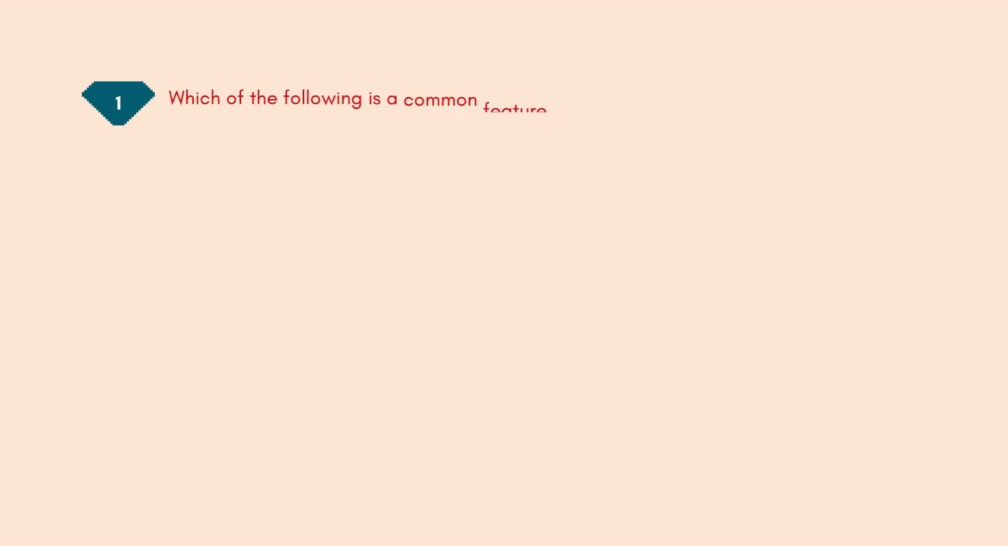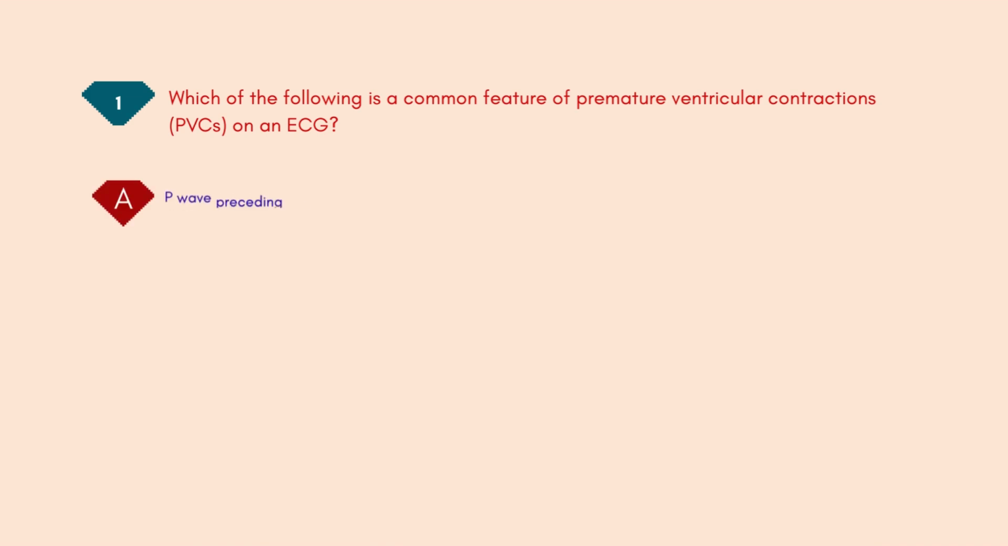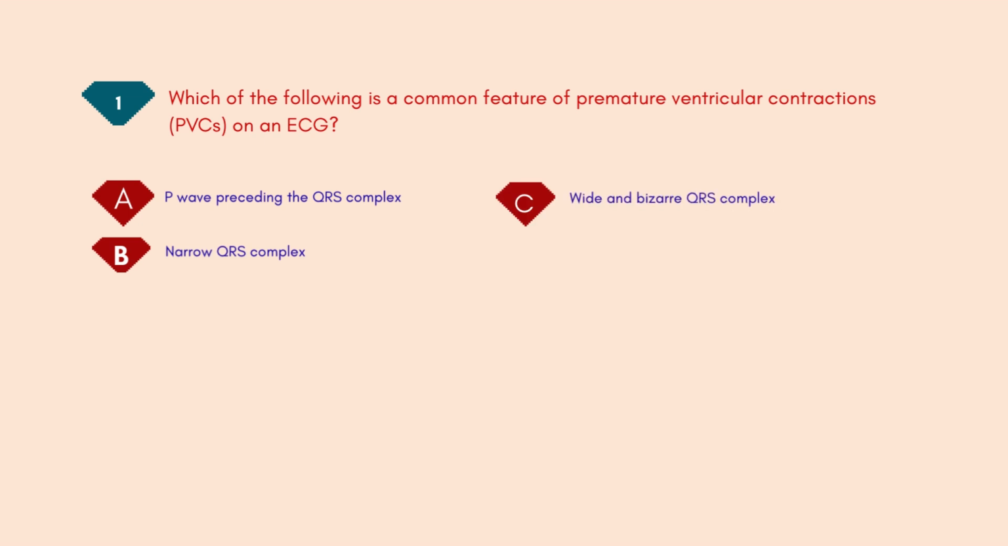Which of the following is a common feature of premature ventricular contractions, PVCs, on an ECG? A. P wave preceding the QRS complex. B. Narrow QRS complex. C. Wide and bizarre QRS complex. D. Regular RR interval. Answer: C. Wide and bizarre QRS complex.